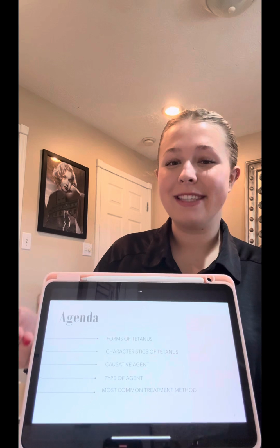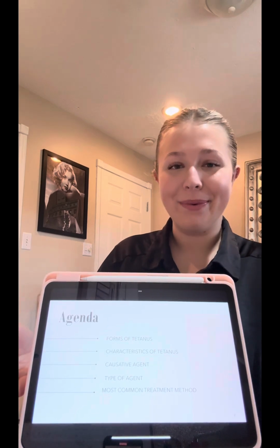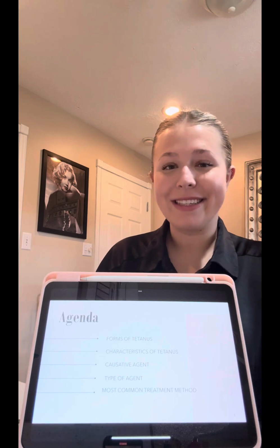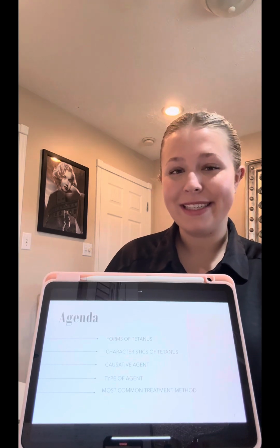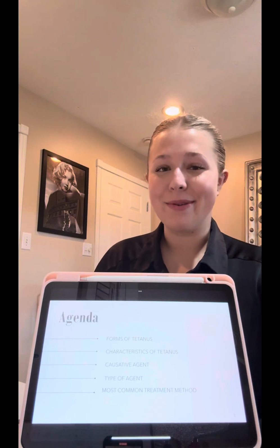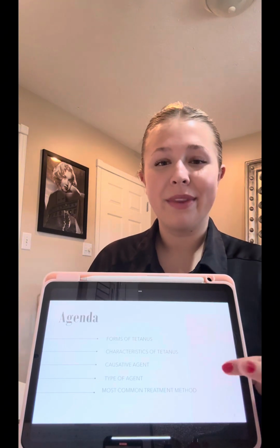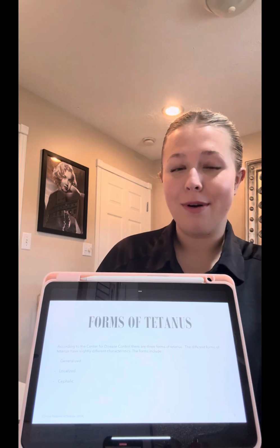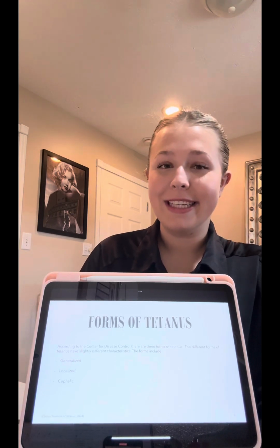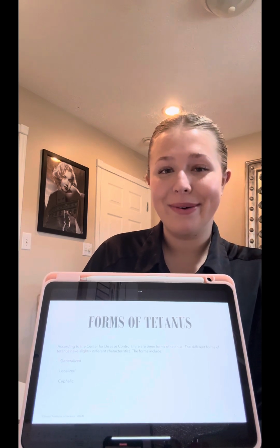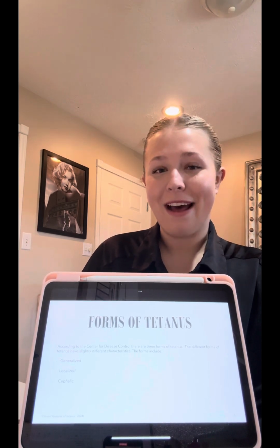Here is a list of subjects I'm going to be discussing when discussing tetanus. They include the forms of tetanus, the characteristics of tetanus, the causative agent, the type of agent, and the most common treatment methods. There are 3 different forms of tetanus according to the CDC. These forms include generalized, localized, and cephalic.